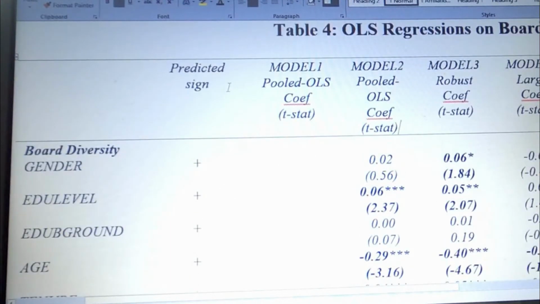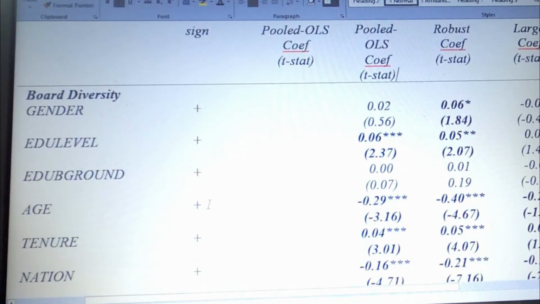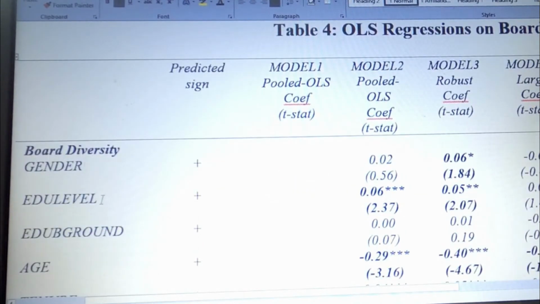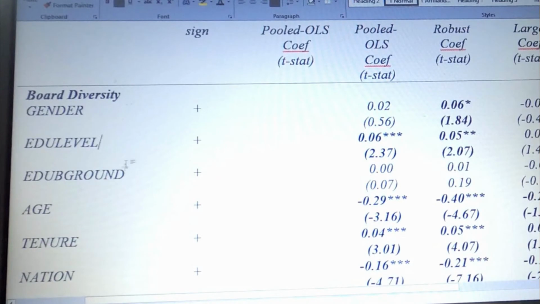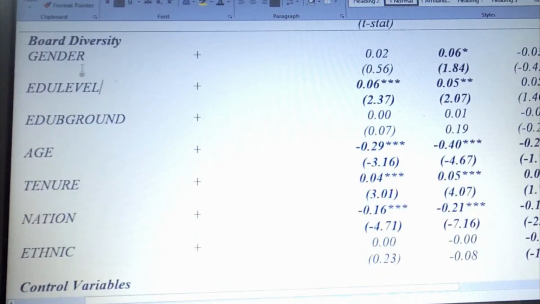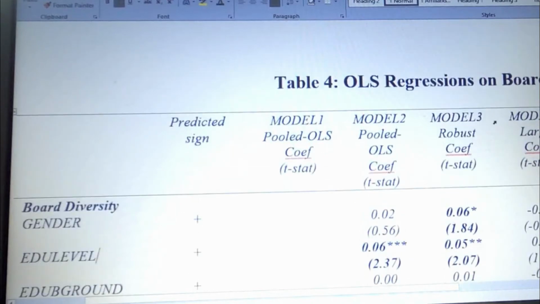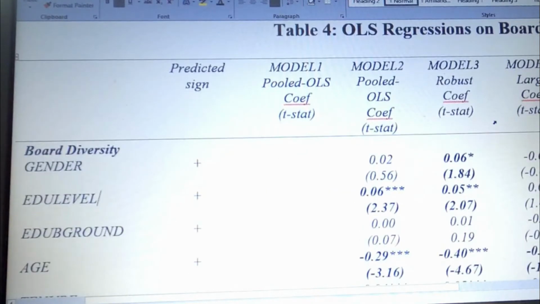The predicted signs here are all positive, which means an increase in gender, for example, will increase the CSR. An increase in educational level will increase the CSR, or corporate social responsibility. Same goes for the other variables here. So these are the main variables that I have, and what I'm currently showing you is the main baseline result when you run your OLS regression.